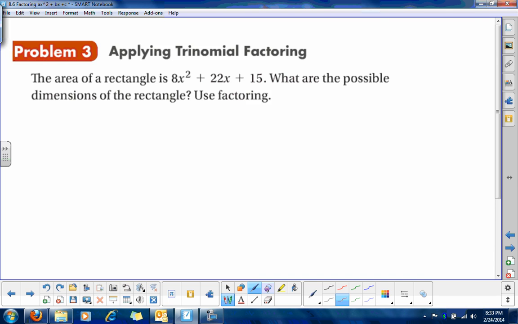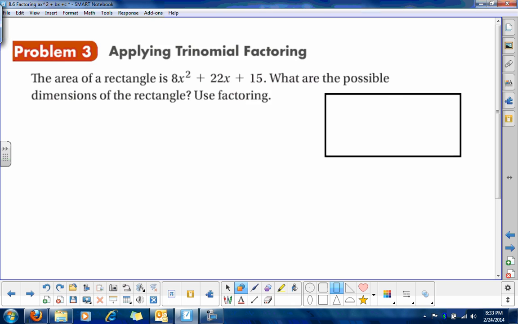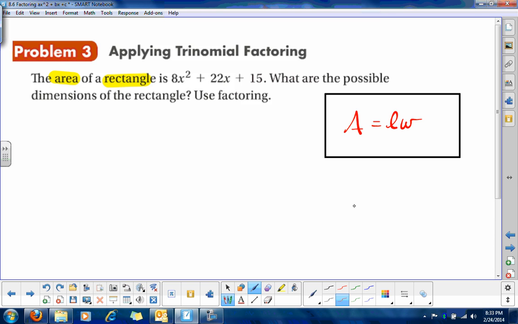Now, of course, we're going to look at our rectangle. Okay, let's look at our rectangle. There's my rectangle. And it says the area of the rectangle. So since we're looking at the area of the rectangle, we're going to use area equals length times width. Now the area that we're going to use is the entire trinomial.